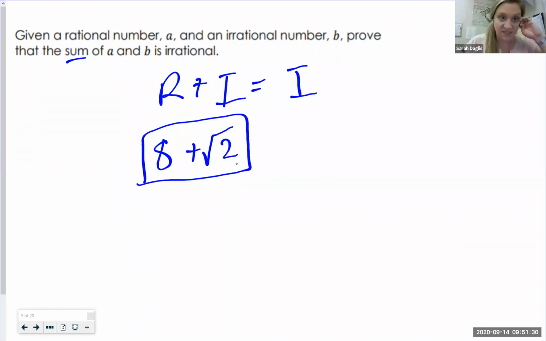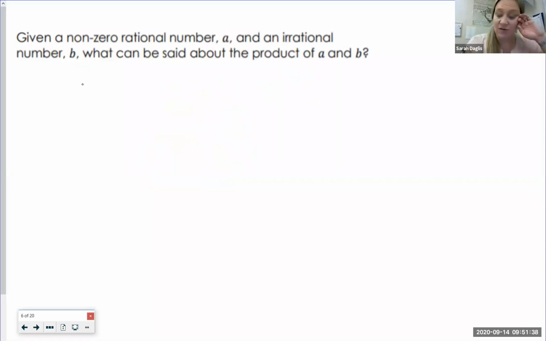Okay. Let's see if it happens when we multiply. So what's going to happen, and it says non-zero on purpose, because if I multiply by 0, I always get a 0 out of it. So we're not going to include that in any of these numbers. Okay. If I give a rational number A and an irrational number B, so we have a rational and an irrational, what can be said about the product? So that says multiply. Okay.